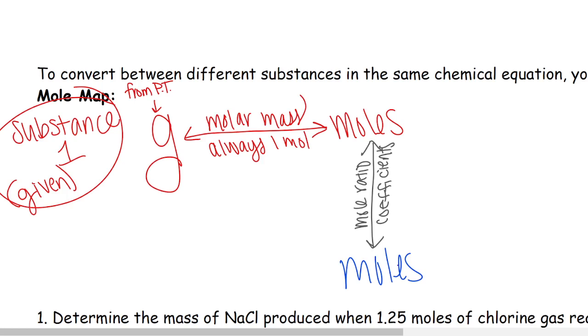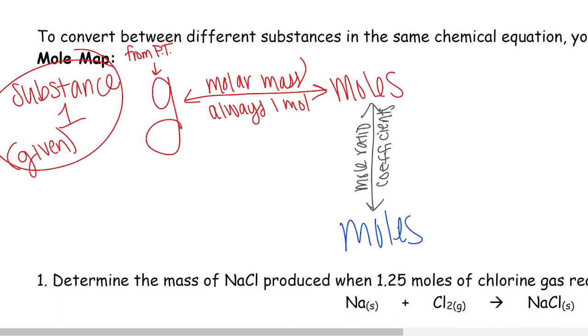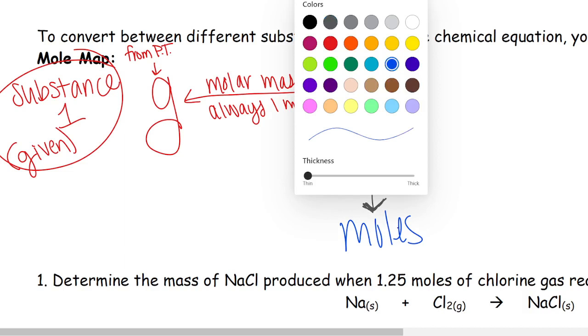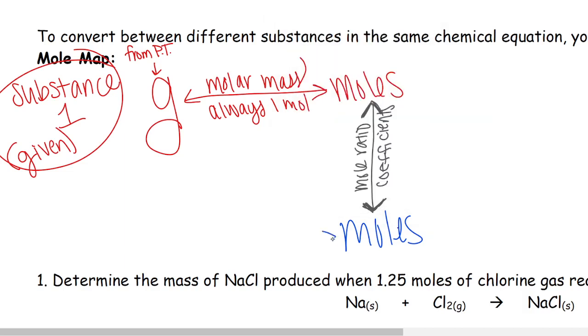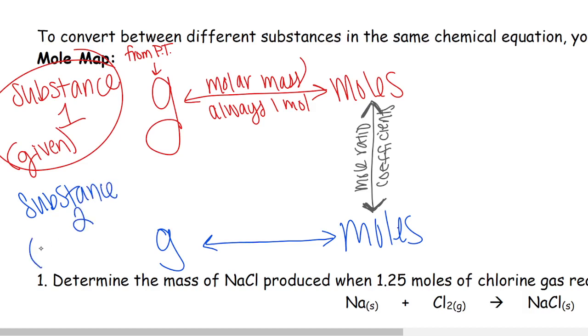So sometimes your coefficients are 1, which means sometimes you'll use a 1 in your mole ratio, but oftentimes they are not. So this is where you can get different numbers of moles. And so the arrows are showing you can go both ways. You can go from one substance into another, and so on. And then once you are in your other substance, you can go back and forth into grams of that second substance. So I'm going to say substance 2, which is what you are looking for. I'll say unknown.